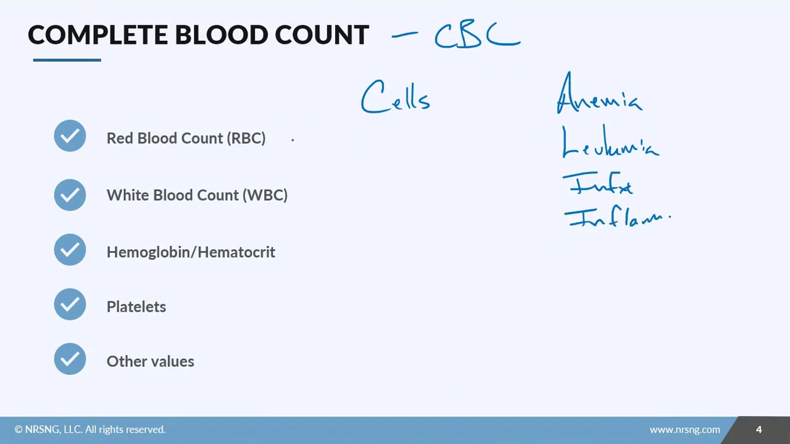Here's what's included in your CBC. Typically, you're going to have something called your red blood cell count. You're going to have your white blood cell count, and you'll often see this as a differential, which basically breaks down all your white blood cells into all the little subcategories. And there's another lesson on that one.